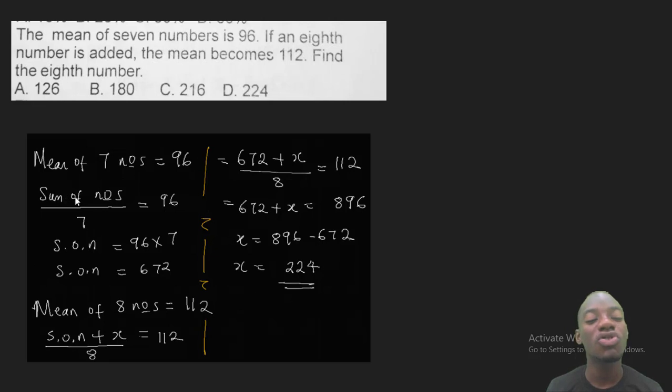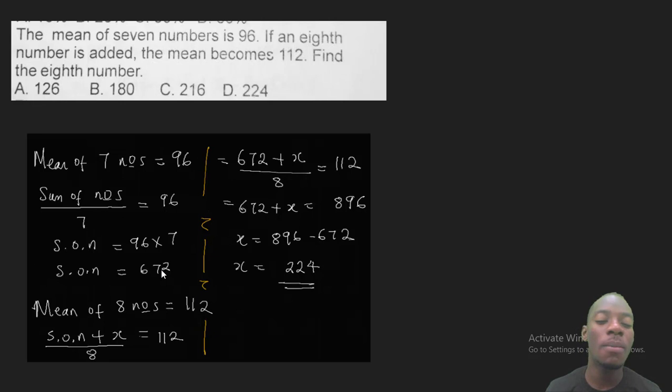So I'll just say the sum of all the 7 numbers over 7 is 96. If you multiply, it becomes 96 times 7, which is 672. So the total is 672. That's the sum of the numbers, right?